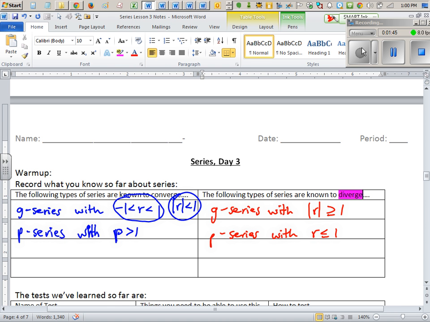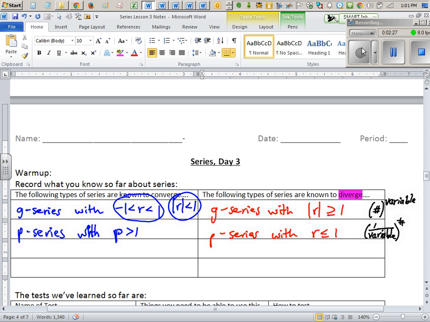So what in the world is the difference between a P series and a G series? Let's go over that real quick. It's actually really easy to understand if you think of it this way. Whenever you have a number to a variable, that's a G series. And whenever you have a variable to a number, or more specifically 1 over a variable to a number, that's a P series. In both cases, the number is a constant number, and that number will tell us if it's going to converge or not.